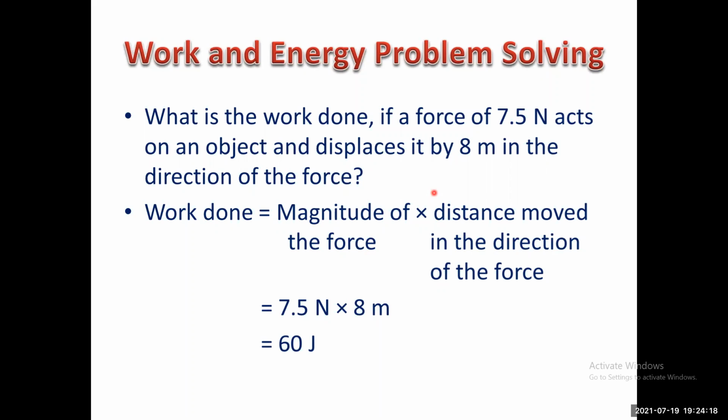Now I use the equation for this calculation. Work done is equal to the magnitude of the force times the distance moved in the direction of the force. What is the magnitude of force here? 7.5 Newton. What is the distance traveled by the object? 8 meters. The product is the work done: 7.5 Newton times 8 meters. So the answer is 7.5 times 8, 60. What is the unit? Newton meter, which is referred to as joule.